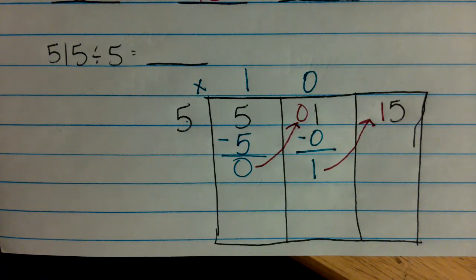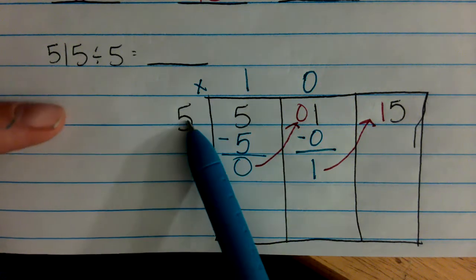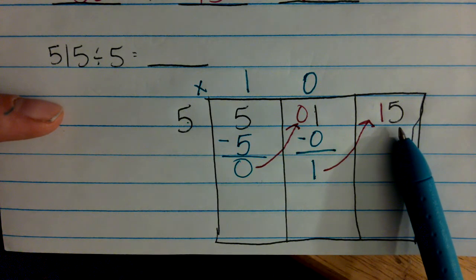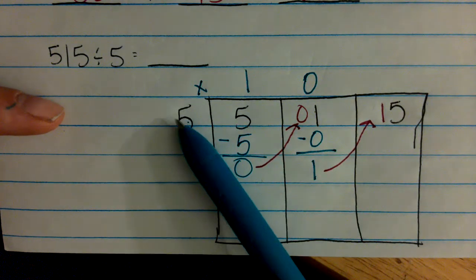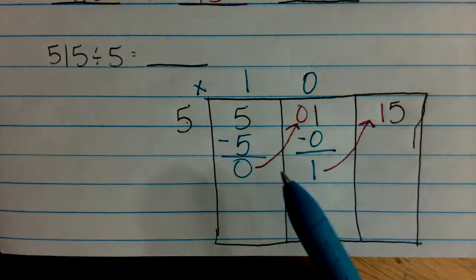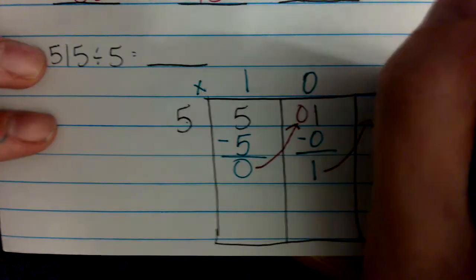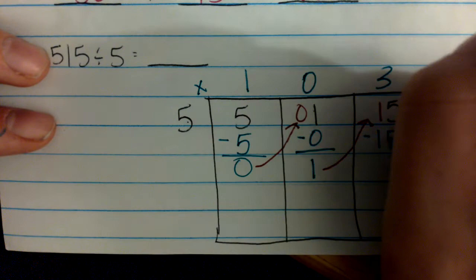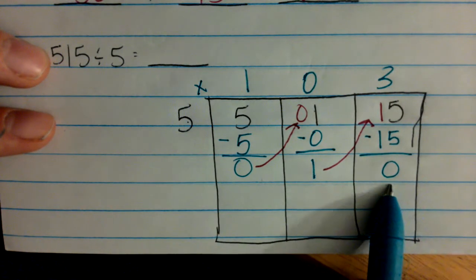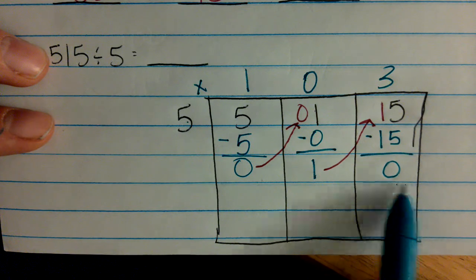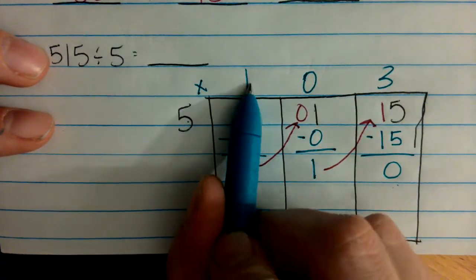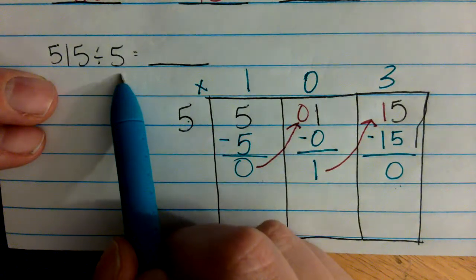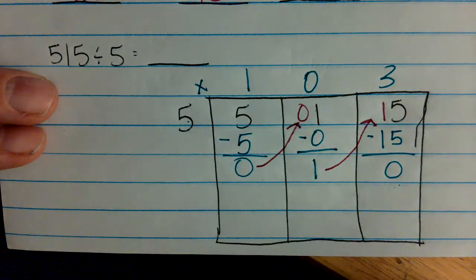So now I look at my 5. How many times does 5 go into 15? Well, let's think about our multiplication facts. You have 5, 10, 15. That's 3 times. 5 goes into 15 3 times, and 3 times 5 equals 15. I'm going to subtract 15 and I get 0. I have no remainders left over. But look what I've been left with at the top. I have my answer. So 515 divided by 5 equals 103.